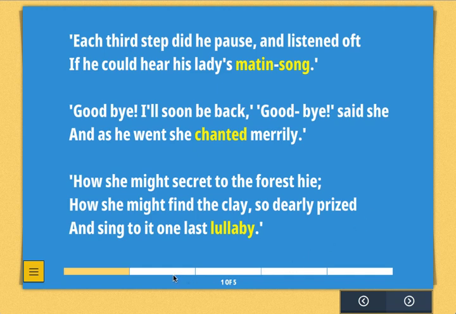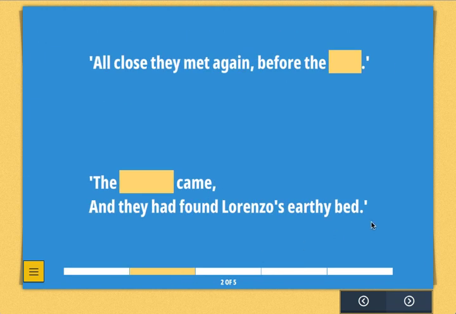Okay, on to the next one. "All close they met again before the something came and they had found Lorenzo's earthy bed." So again, you put your words in and then come back to the video when you're ready.